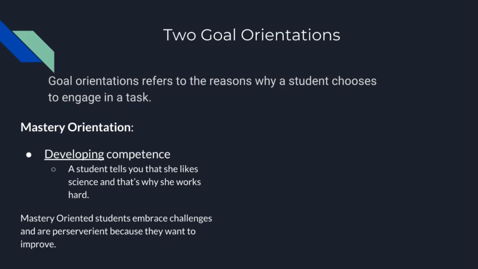Students are developing competence. For example, a student tells you that she likes science and that's why she works so hard. This student is displaying mastery orientation because she wants to learn more science. She wants to master science. Mastery-oriented students embrace challenges and are perseverant because they want to improve.